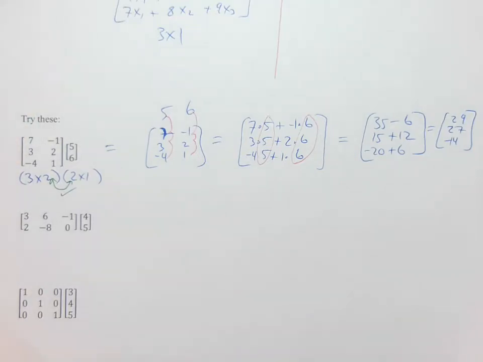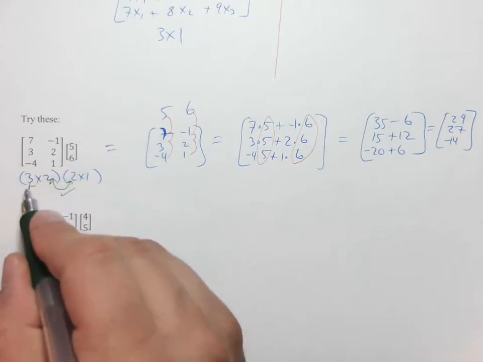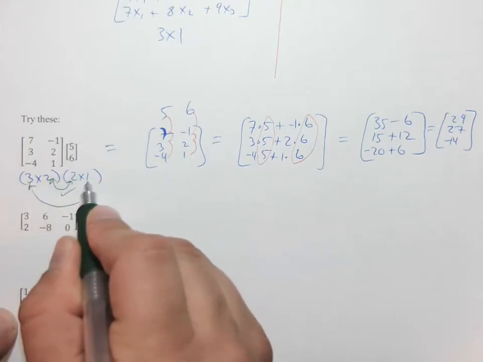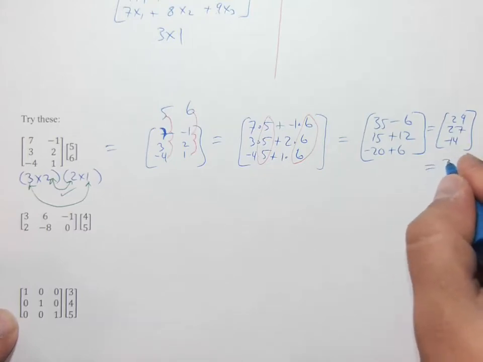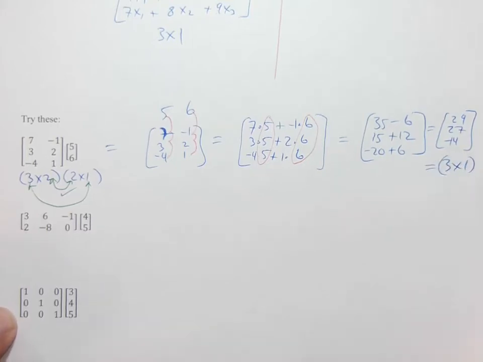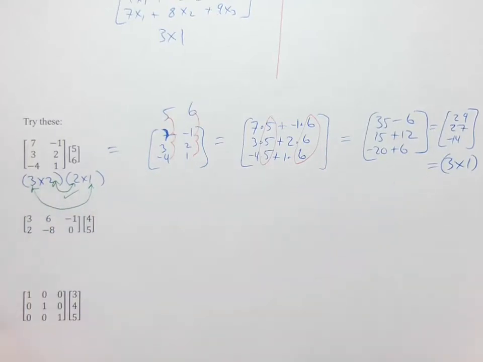And that's the thing we thought we would get, because our inner dimensions match, 2 and 2, and that means the final answer is going to be a 3 by 1, and that's exactly what ended up happening right here. Our final answer was a 3 by 1 column vector, which matched up with the outer dimensions of our multiplication.